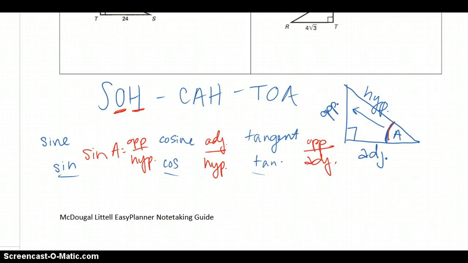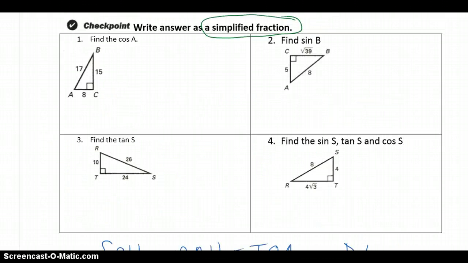Right, let's look at the checkpoint. I'm going to work through them with you today. Number one, find the cosine of angle A. So here's angle A. I'm going to circle it so I know which angle I'm looking at. And how do I know how to set up the ratio for cosine? Think SOHCAHTOA. C-A-H. So what am I going to set up for my ratio?